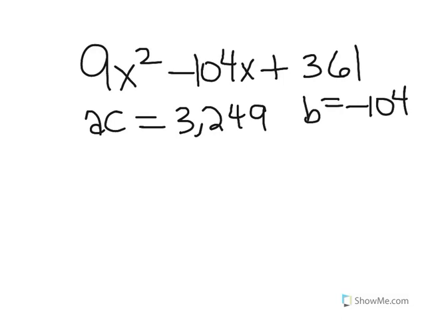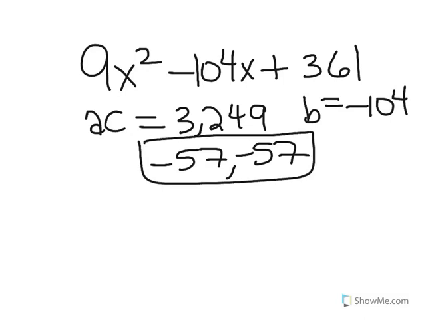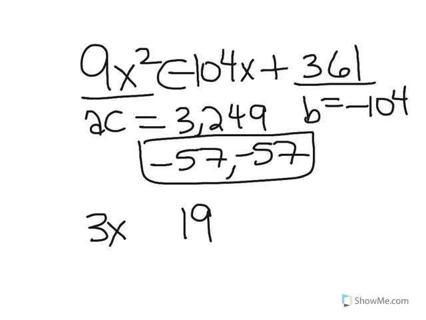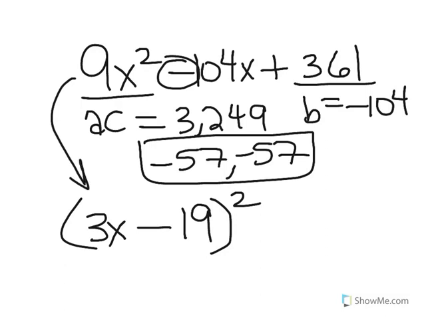Can we find two numbers that have a product of 3,249 and a sum of negative 104? And yes, we can. Negative 57 and negative 57. So this is a square polynomial. We squared 3x to get 9x squared. We squared 19 to get 361. This is a minus sign, so this will be negative. And we started out with a square polynomial, and this is its factorization.